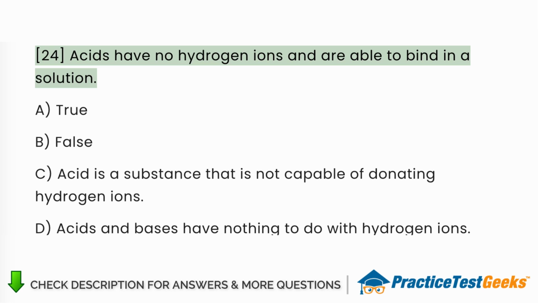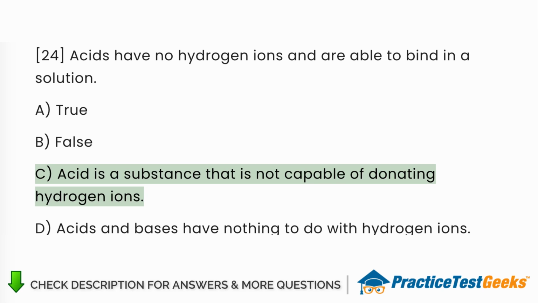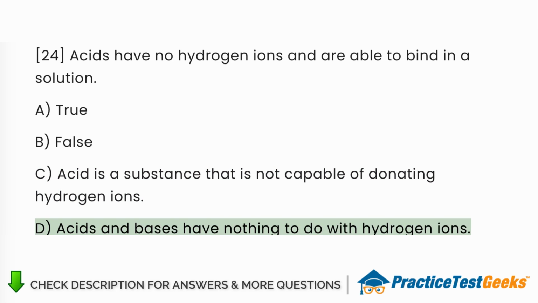Acids have no hydrogen ions and are able to bind in a solution. A. True. B. False. C. Acid is a substance that is not capable of donating hydrogen ions. D. Acids and bases have nothing to do with hydrogen ions.